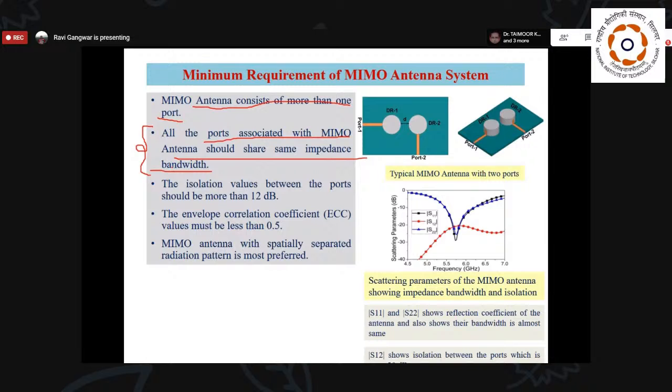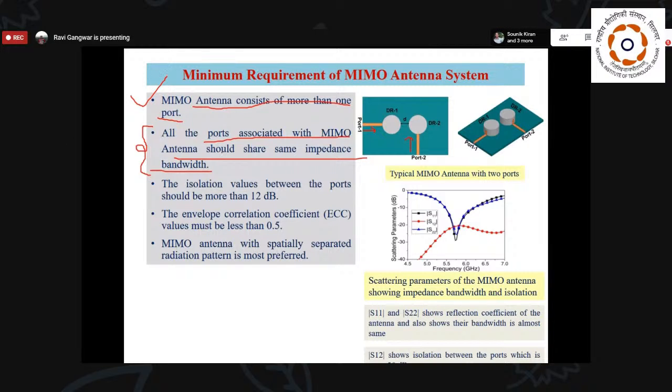Here I have considered one example where I have used a two antenna element system for MIMO applications. We have DR1 and DR2, both fed by port 1 and port 2. And if you analyze port 1 and port 2, both are orthogonal to each other. So our first condition is fulfilled. That means we have more than one antenna element, so we can say that this is a MIMO antenna system.